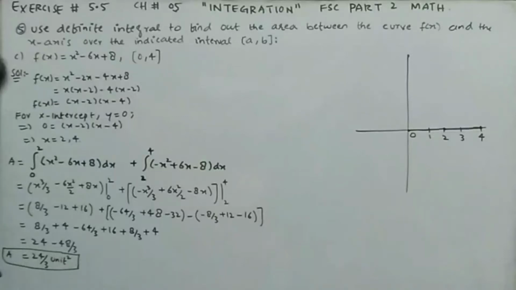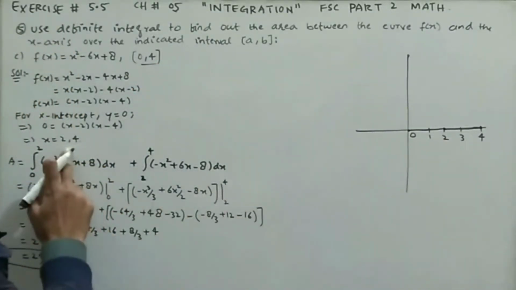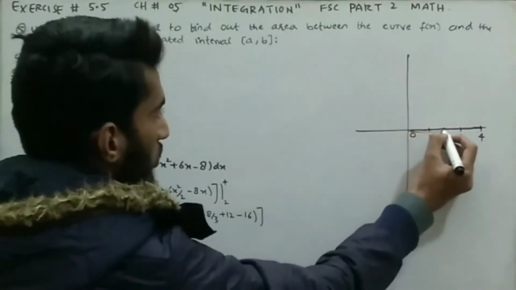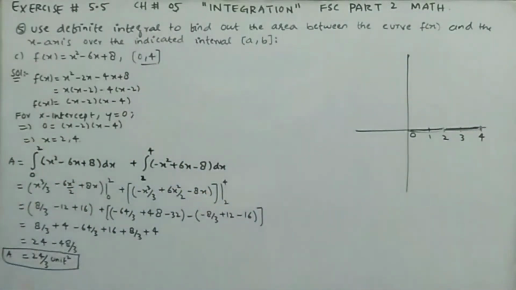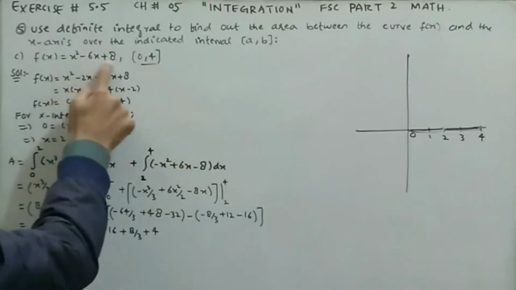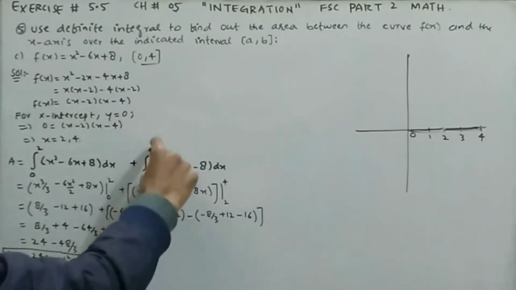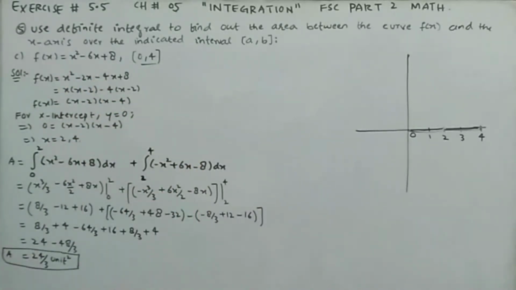So my interval is from 0 to 4. In this interval 0 to 4, out of these two values, 2 lies. So it means my interval will be 0 to 2 and 2 to 4. So in this interval 0 to 2, by putting, let's suppose, 1 over here, it gives us a positive value. So this function will come down as it is. Now in this interval, if I put 3 over here, it gives negative 1. So it means it will give us a negative value.